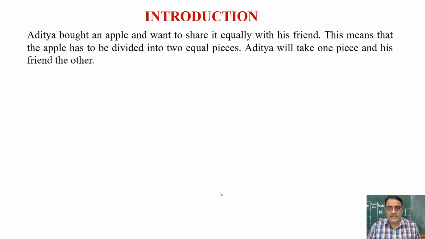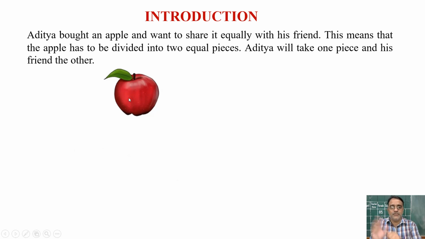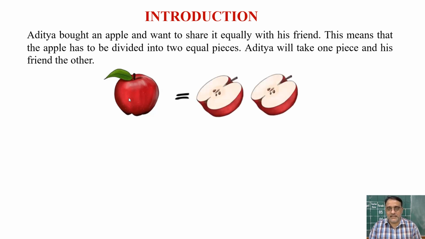So let us consider one example. Suppose Aditya bought an apple and he wants to share it equally with his friend. That means that apple should be divided into two equal parts. If only one friend is there, then he has to divide it into two equal pieces, one for Aditya and one for his friend. See, this is one apple, and he wants to give the half portion to his friend. So he will divide this apple into two equal parts like that.